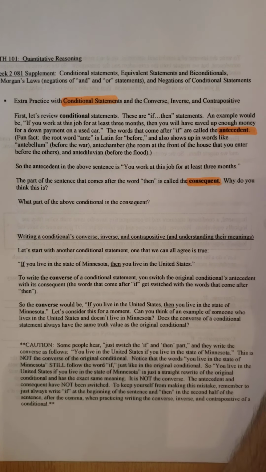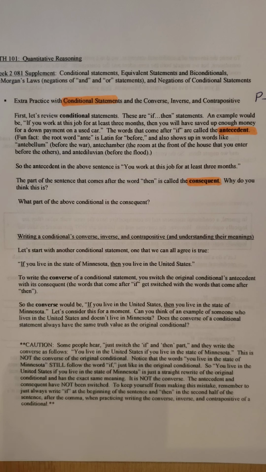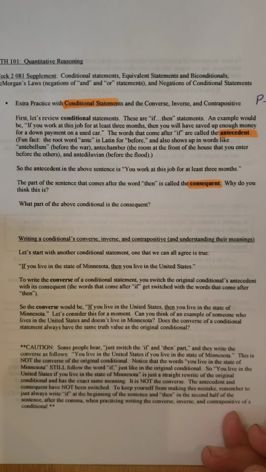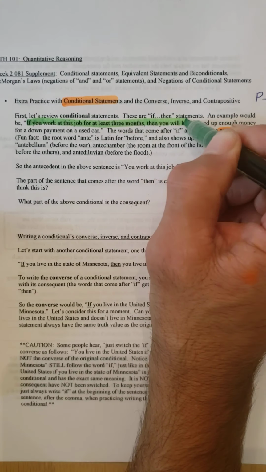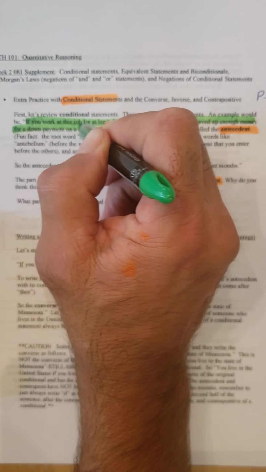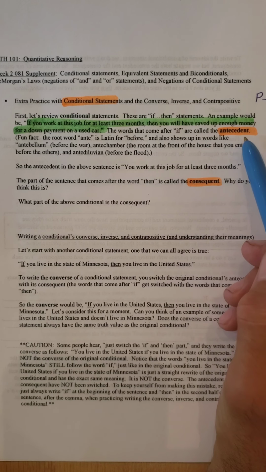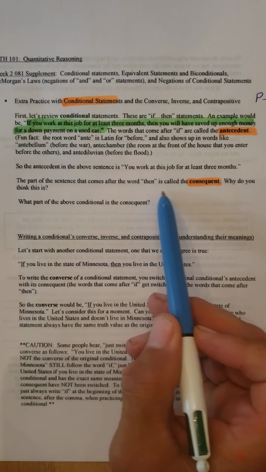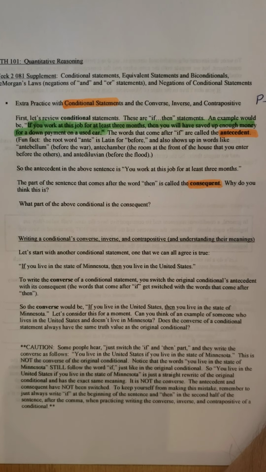If P, then Q. So typically they're going to look like that in symbolic notation. Okay, so for this example, we're looking at: if you work at this job for at least 3 months, then you will have saved enough money for a down payment on a used car. So it's this one right here. The words that come after the if are always referred to as the antecedent. And the part of the sentence that comes after the word then is called the consequent. So P is the antecedent and Q is the consequent.